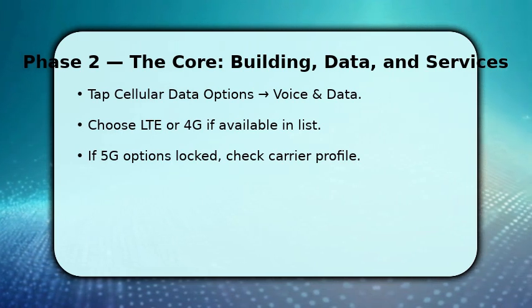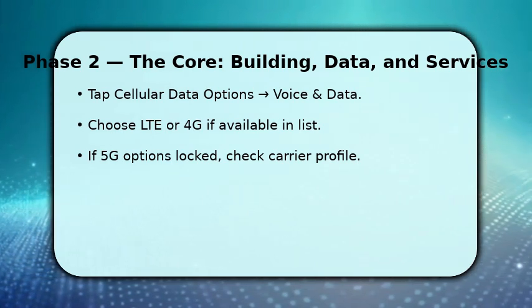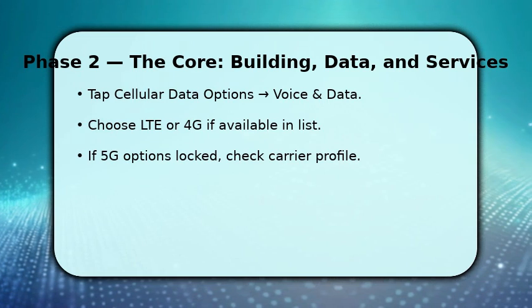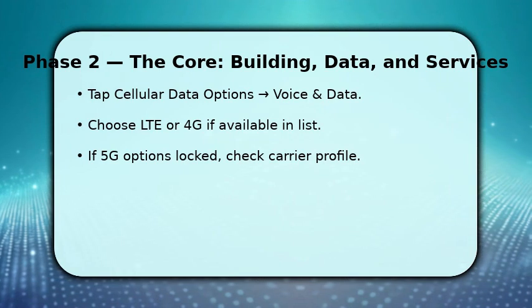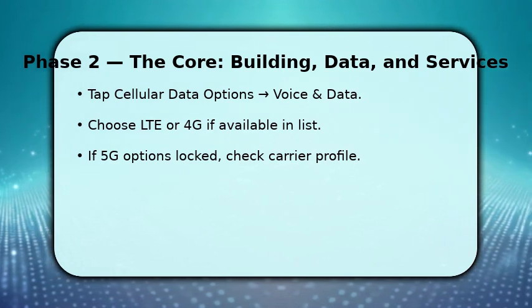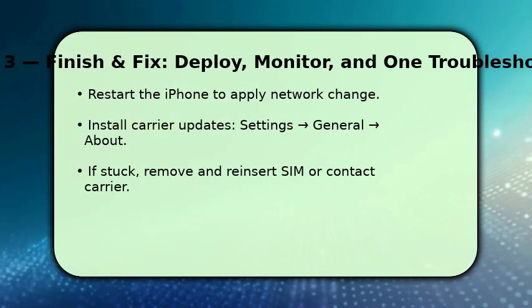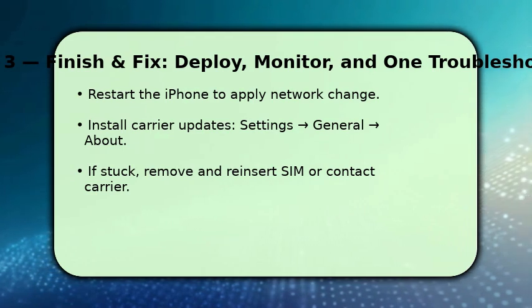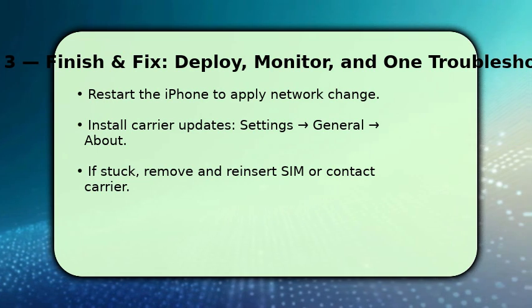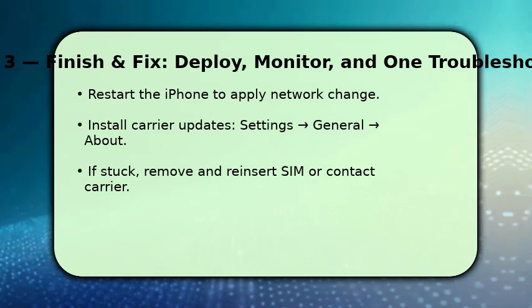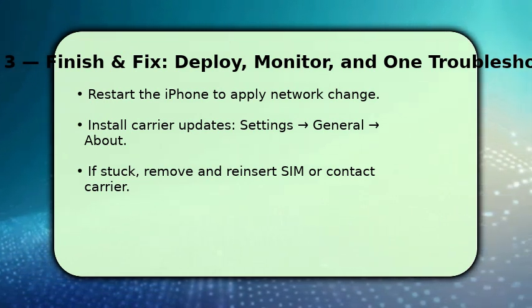If 5G options remain enforced, make sure your carrier profile or a carrier update isn't locking the setting. Proceed to the next step to resolve that. To complete the process, restart your iPhone so the SIM and radio clear cached network preferences. This forces a fresh 4G registration. Once it boots, confirm LTE/4G appears in the status bar and test data.